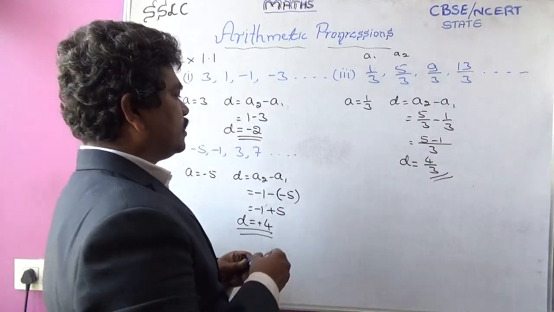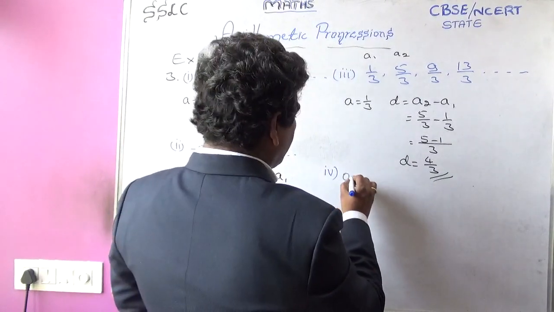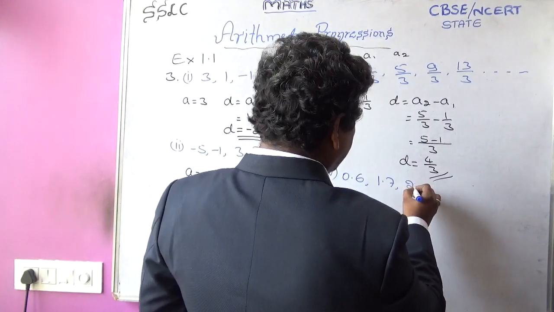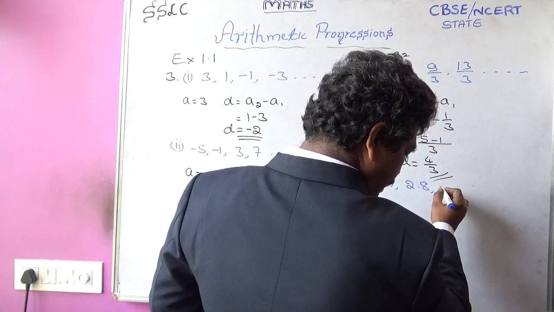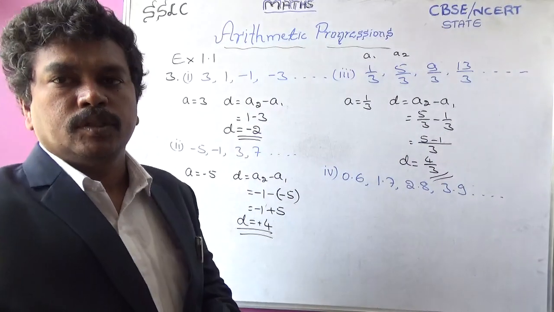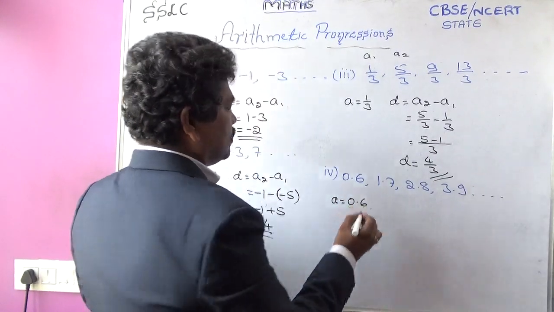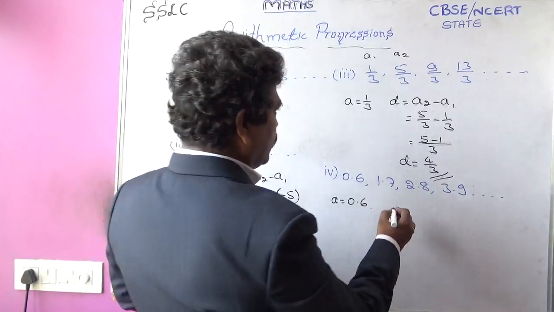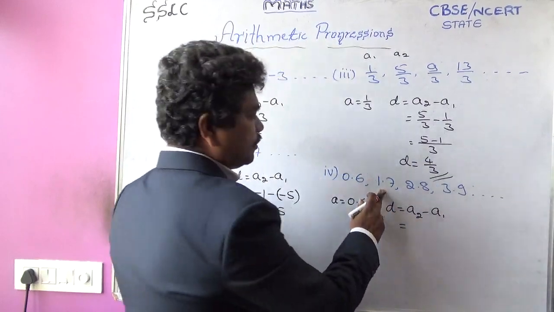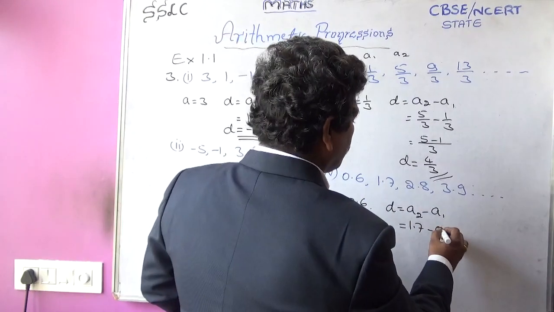So now you have to take the fourth problem. That is the fourth one: 0.6, 1.7, 2.8, 3.9 and so on. So here the first term A is equal to 0.6. First term is there. Then we have to find out the value of D. D is equal to A2 minus A1. A2 is the second term 1.7 minus the first term 0.6.